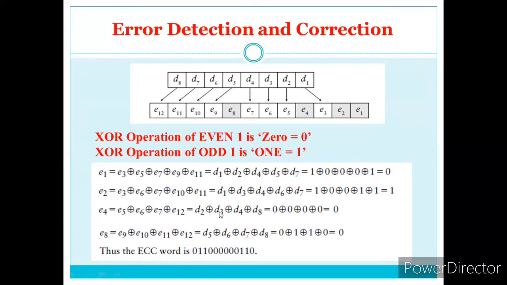E4. If you observe D2 XORed with D3 XORed with D4 XORed with D8, no ones are there. It is 0. So output is 0. E8. Again 2 ones, output is 0. If you observe the respective bits, 0, 1, 0, 0. So whatever the result we got for E1, E2, E4, E8, we have to update it here. So it is 0, E1 here, E2 is 1, 3 and 4. 4 is 0, 5, 6, 7, 8, 8 is 0. So this is the 12-bit ECC word.